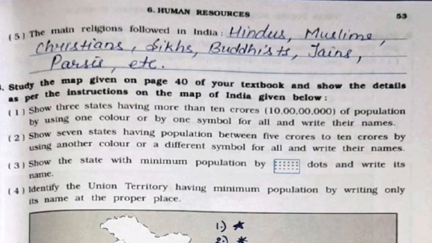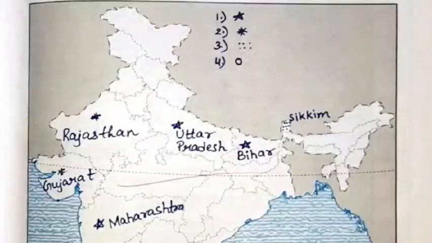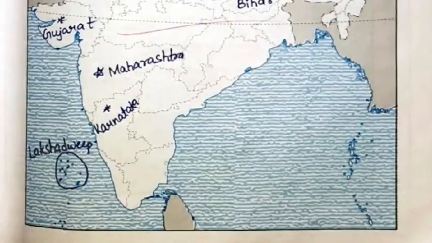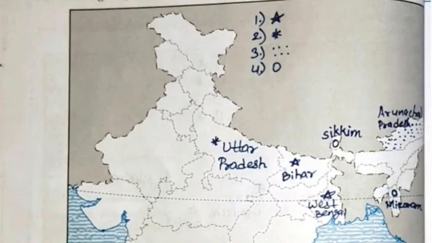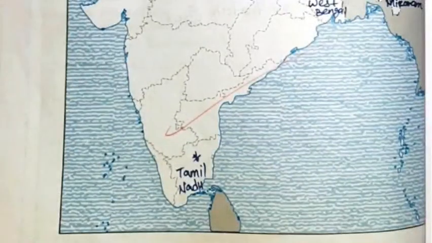Now question number 8. Study the map given on page 40 of your textbook and show the details as per the instructions on the map of India given below. So you can see the map and complete in your workbook, right? And next question, that is again map only you need to do. For that you need to study the map on page number 44 of your textbook, and then you need to show the details as per the instructions on the map of India given below. So you can see the map and complete the instructions. According to the instructions you can show up the details.